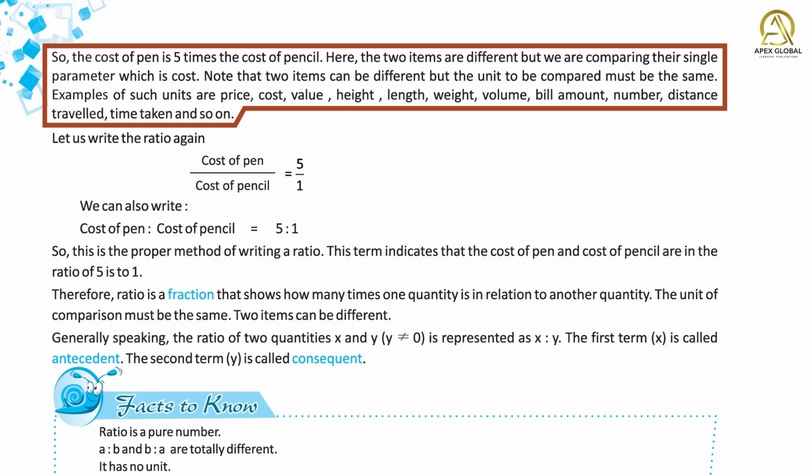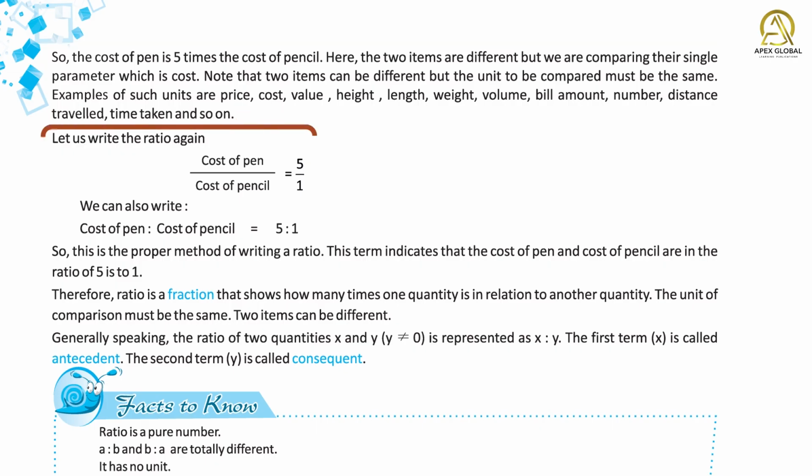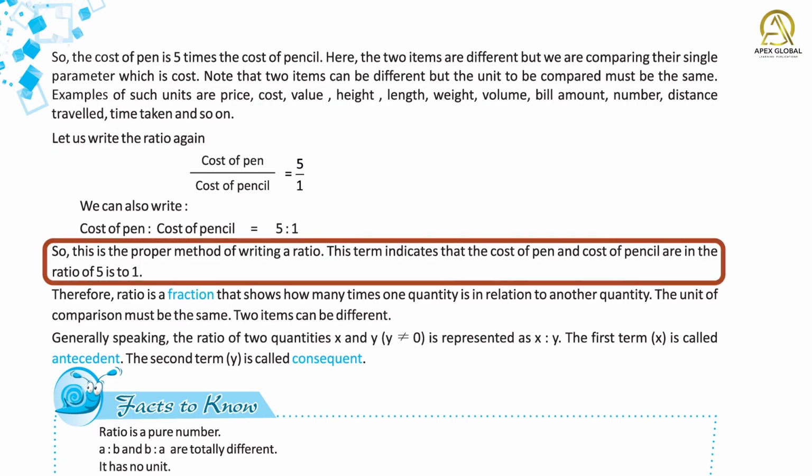Examples of such units are price, cost, value, height, length, weight, volume, bill, amount, number, distance traveled, time taken, and so on. Let us write the ratio again. Cost of pen upon cost of pencil equals 5 upon 1. We can also write cost of pen ratio cost of pencil equals 5 ratio 1. So, this is the proper method of writing a ratio. This term indicates that the cost of pen and cost of pencil are in the ratio of 5:1.